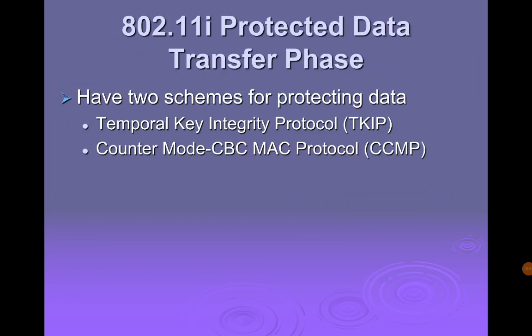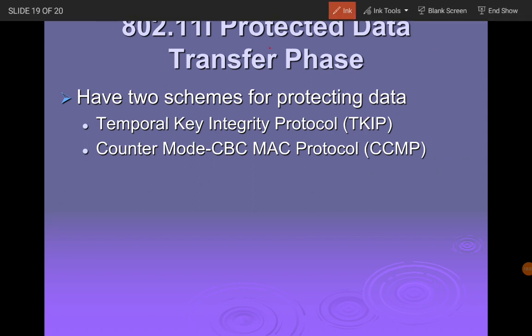Then we move on to the IEEE 802.11i protected data transfer phase. Here we use two schemes for protecting our data. One is TKIP and the other one is CCMP, that is Temporal Key Integrity Protocol and Counter Mode CBC-MAC Protocol. They are the two schemes used to provide the protected data transfer service.